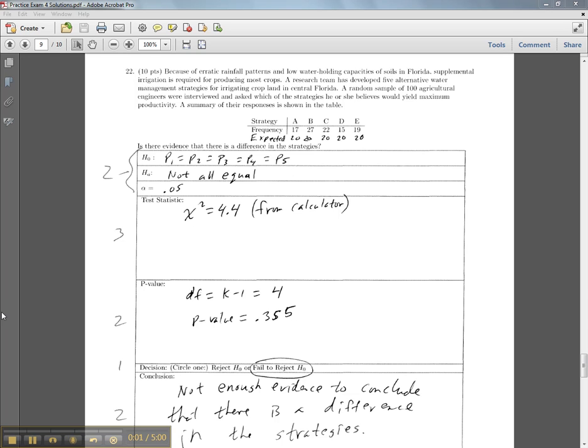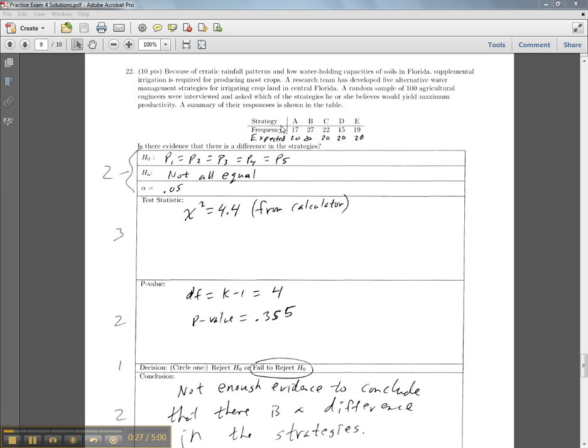Number 22 in the practice exam: because of erratic rainfall patterns and low water holding capacities of soils in Florida, supplemental irrigation is required for producing most crops. A research team has developed 5 alternative water management strategies for irrigating cropland in Central Florida. A random sample of 100 agricultural engineers were interviewed and asked which of the strategies he or she believed would yield maximum productivity. A summary of their response is shown in the table.